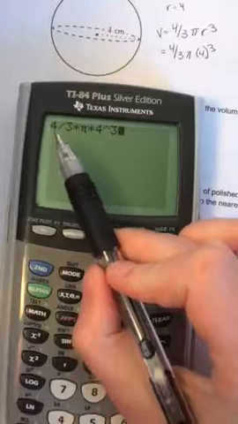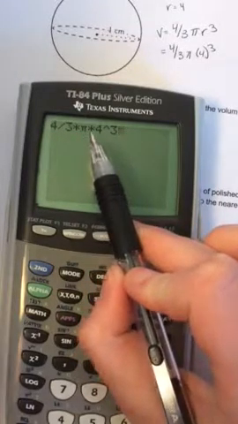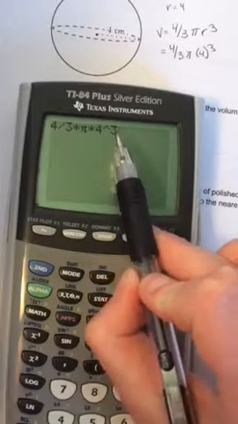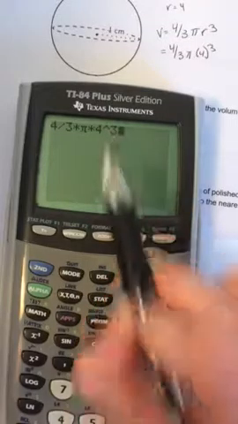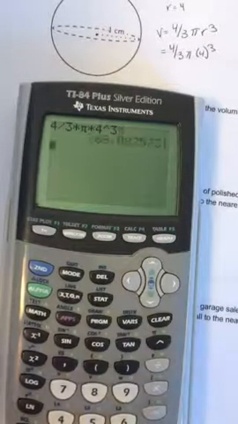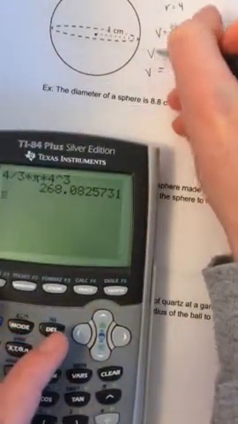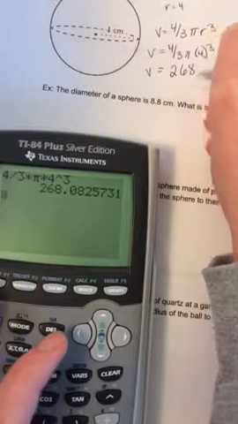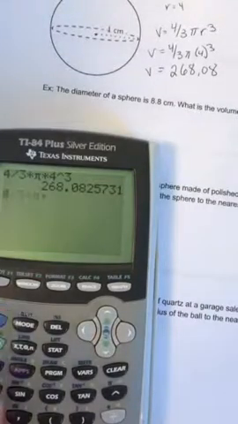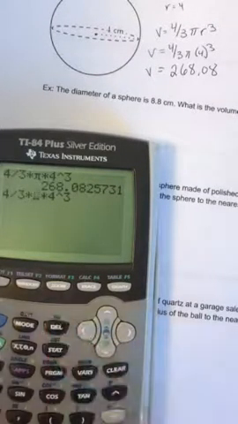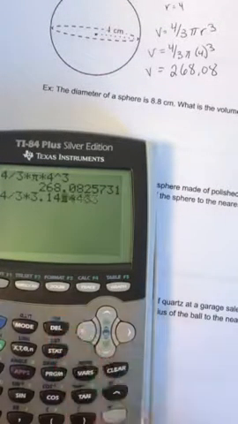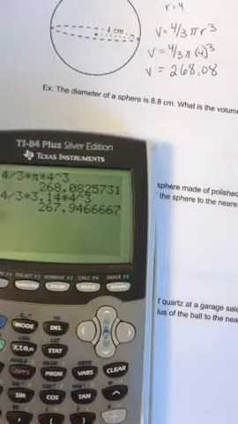So this is saying 4 divided by 3 times pi times 4 cubed. This is how you find the cube of something. Or you can just type in 4 times 4 times 4, and that would also work. So this is going to be V equals 268.08. Now, if you like to use 3.14, your answer would be about 267.